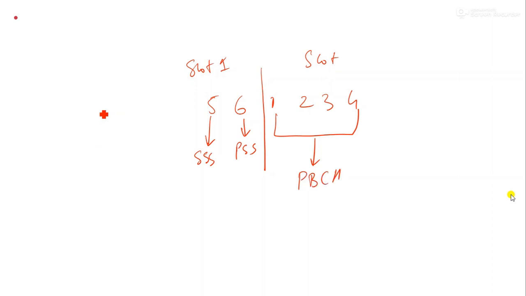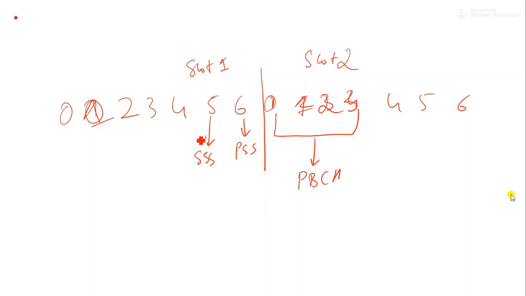Okay? So 1, 2, 3, 4, 0. 0, 1, 2, 3, 4, 5, 6. Okay, 7 here. Sorry, this is also 0, 1, 2, 3, 4, 5, 6. Okay, this is slot 1 and this is slot 2.